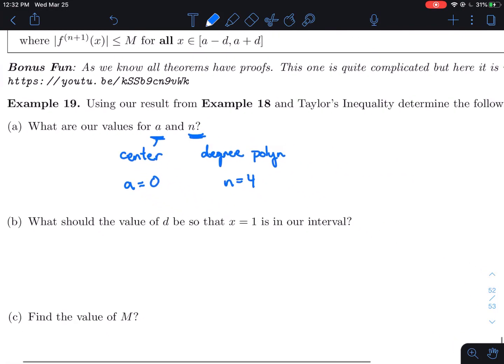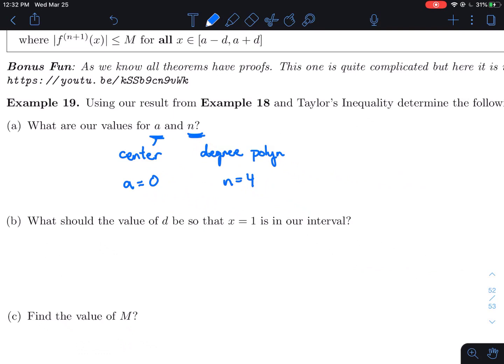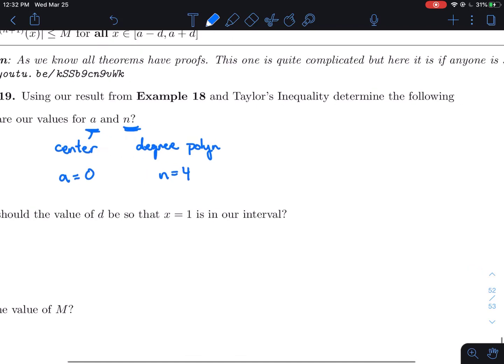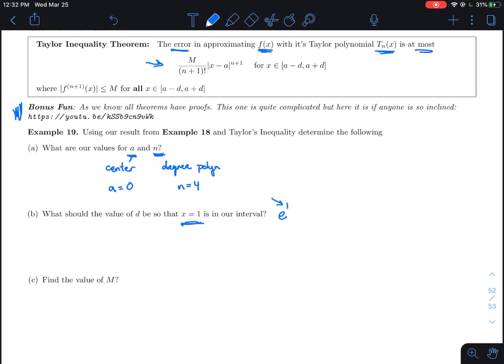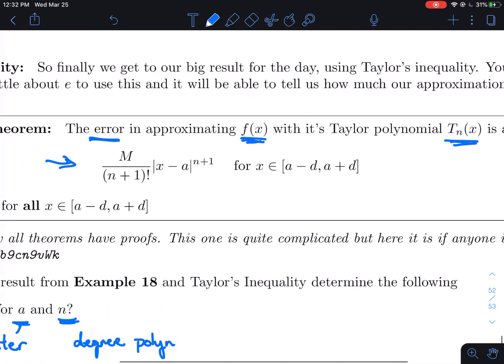Next up, I have a question about what the value of d should be so that x equals 1 is in our interval. Remember that we wanted to say something about e to the first power. We were using our Taylor polynomial to approximate e to the x, and we were very interested in x equals 1. We wanted to plug in 1 everywhere we saw an x. If you want the error that this Taylor inequality gives us, we want to make sure that our x value is actually in this interval. And so we need to explore a little bit what this interval actually is.